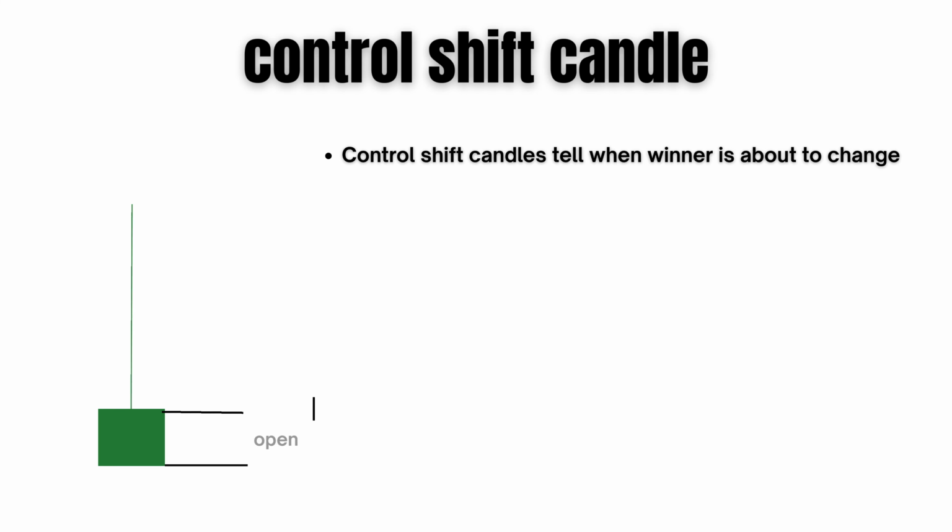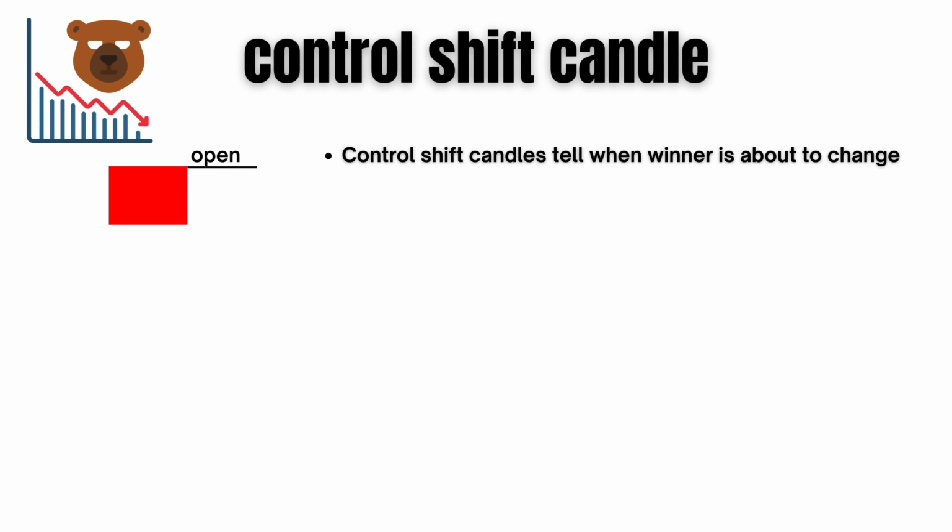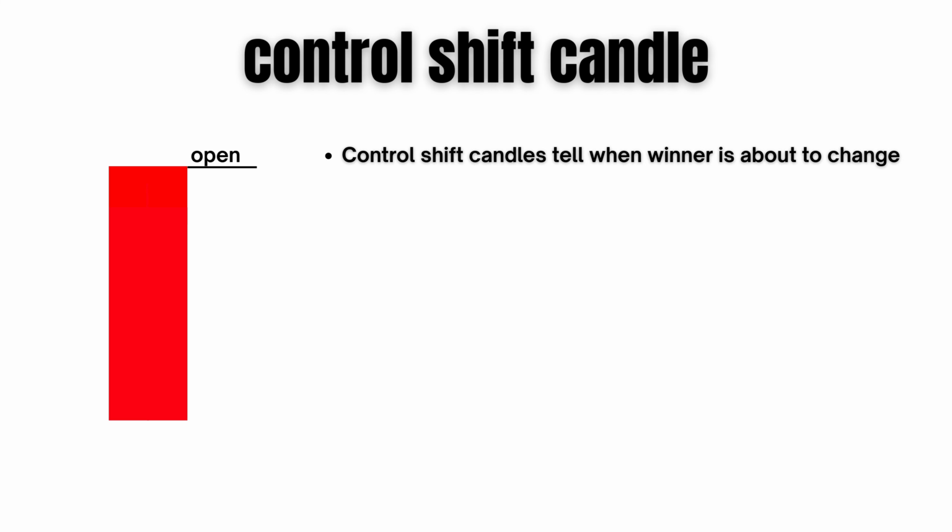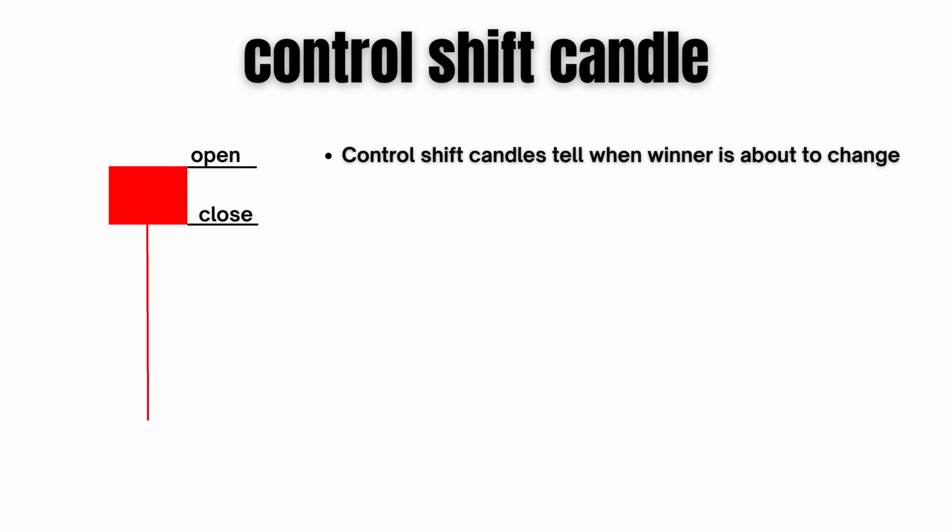The opposite is true for a bullish control shift. Sellers push price sharply lower, but buyers step in and force a close near or above the open, leaving a long lower wick. Whether the final candle is green or red doesn't matter. What matters is that single decisive wick showing who finally controlled the close.